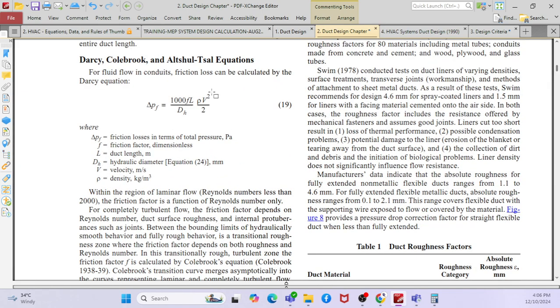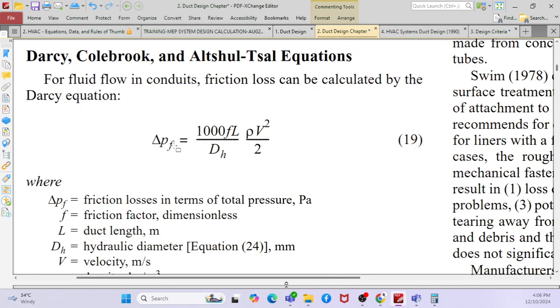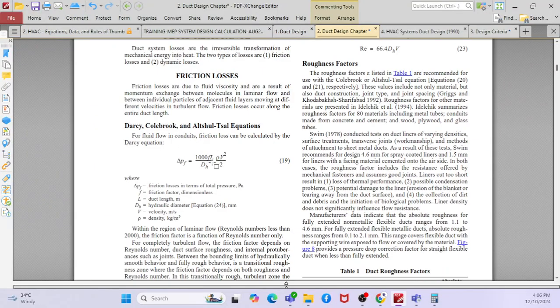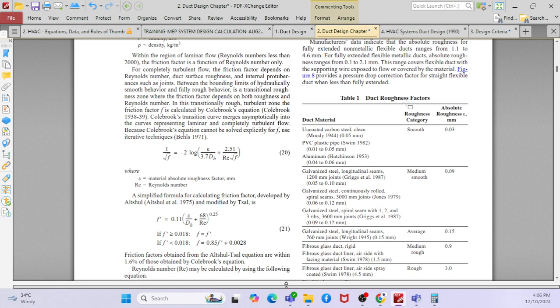Say for example, I think you heard about this Darcy equation: 4FLV square by 2g. This is the equation to calculate your friction losses in terms of total pressure: 1000 F L divided by Dh, rho V square, divided by 2. So this is the equation to calculate the static pressure.